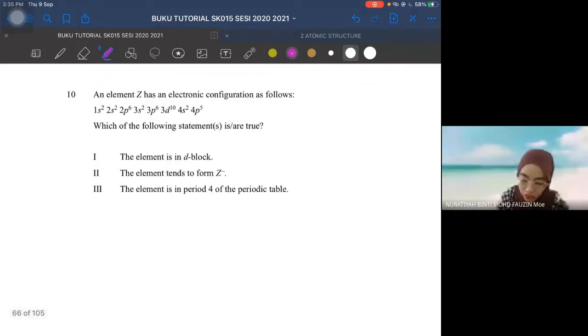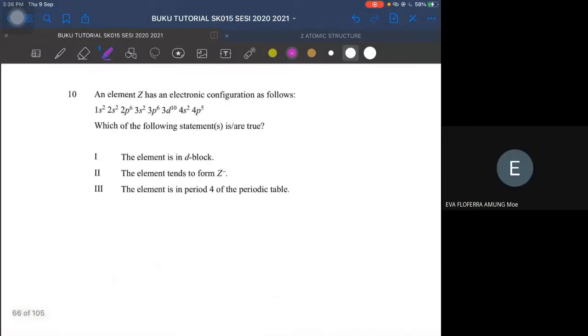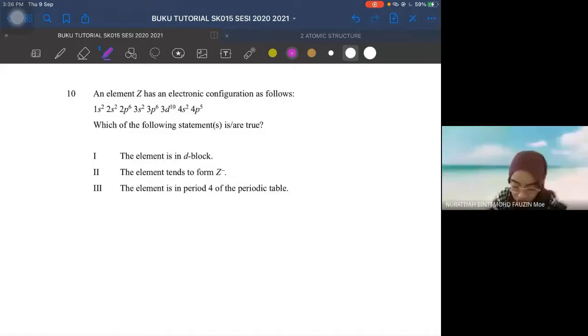An element Z has an electronic configuration as follows. Which of the following statements is or are true? This is like a periodic table question, but it's okay, let's do it. Let's check each statement. The first says the element is in D block. How do you know which block the element is in? You look at the last electron filled in which orbital. In this case, your last electron is in 4p orbital. That means this element Z is located in the p block. So this statement is wrong.